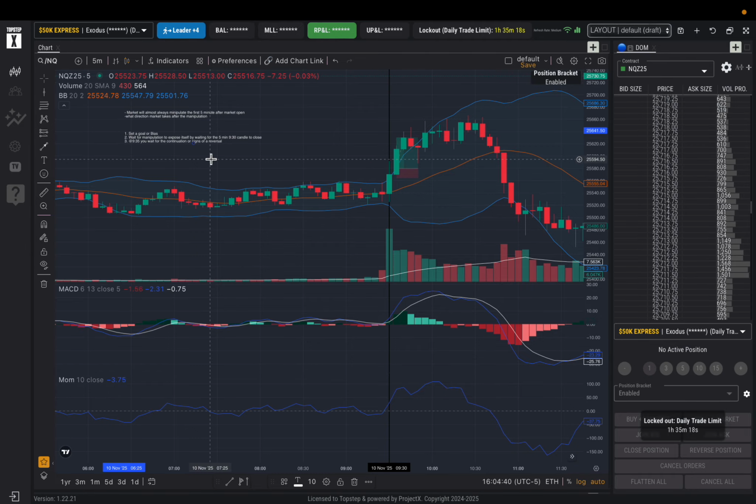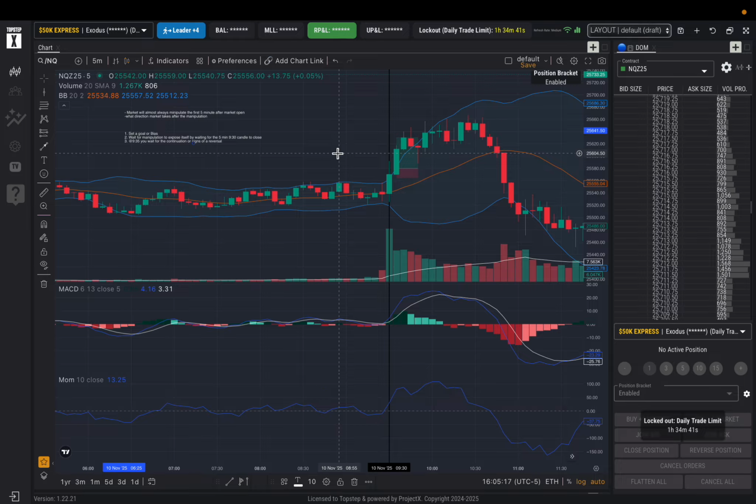You wait for the manipulation to expose itself, which is the first 5 minute candle, which is at 9:30, and then at 9:35, which is right here, you wait, and what you look for is either continuation or signs of reversal. Signs of reversal is reversals on liquidity sweeps, the directions or respects of liquidity sweep of liquidity zones that you've marked out from pre-sessions.